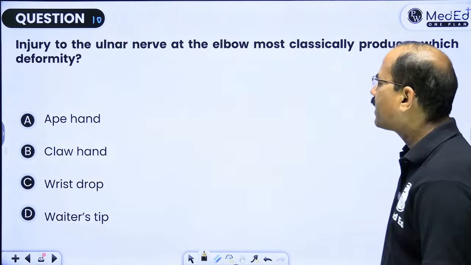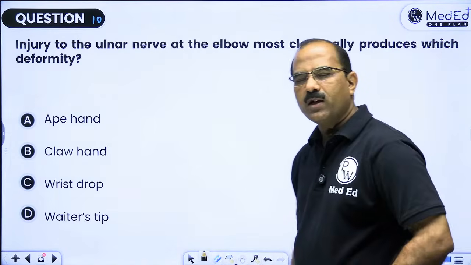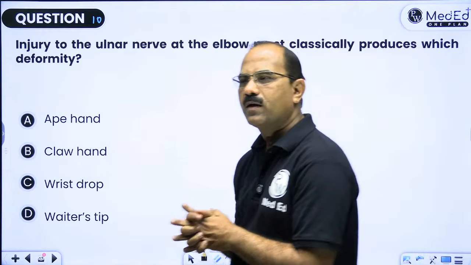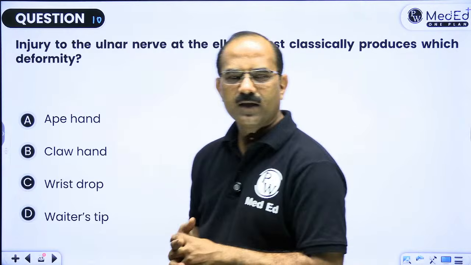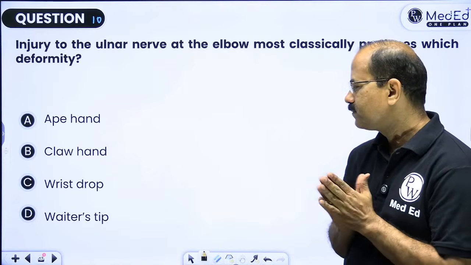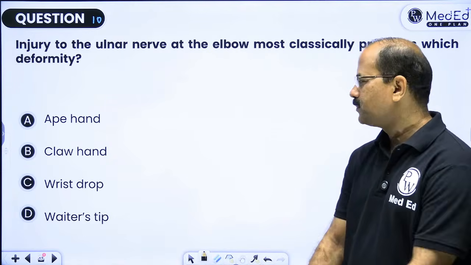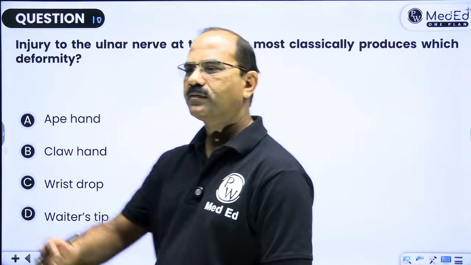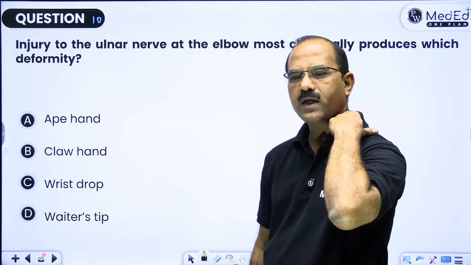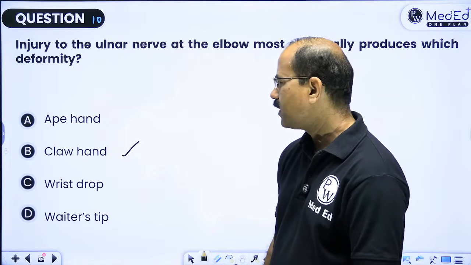Injury to ulnar nerve at the elbow most classically produces which deformity? हाँ, क्या होगा? Ulnar nerve at the elbow. Any guesses? Answer. I'm waiting for your answer. Any guesses? That is claw hand. Claw hand. Ulnar nerve. Answer is claw hand.